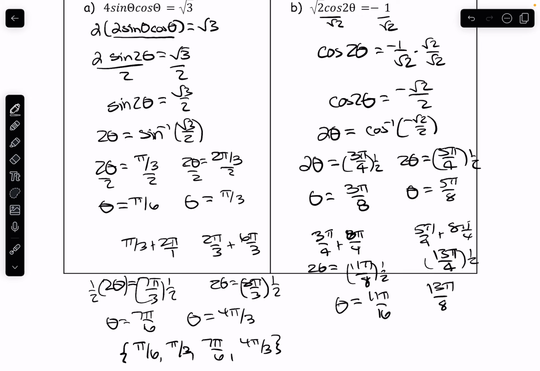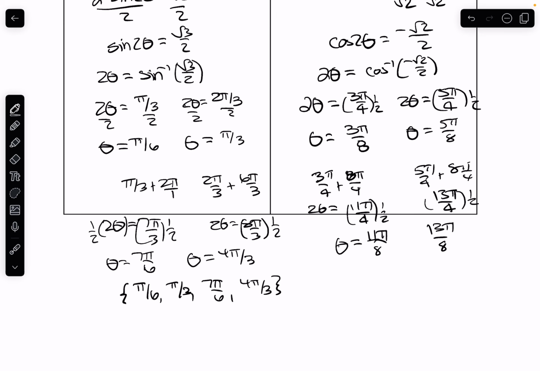And I realized I just made a mistake back here. This is actually 11 pi over 4, so that's going to be 11 pi over 8. Let me go back and clean that up a minute. I made the mistake that when I was adding the fractions together, I added the denominators instead of keeping them the same. So, thus our answers for this would be the following set: 3 pi over 8, 5 pi over 8, 11 pi over 8, or 13 pi over 8. Final answer.